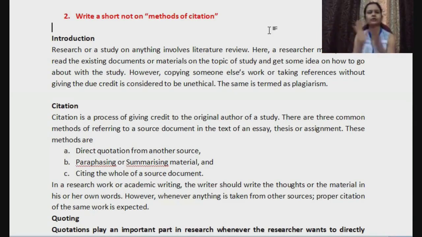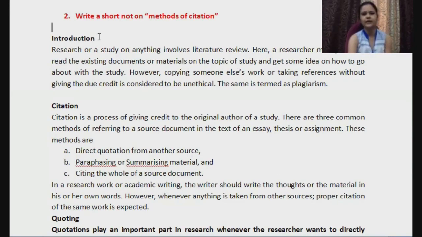So with that only we have related concepts, citation and footnote. What is citation? We are going to see that. I think it was there in one of your previous question papers also: write a short note on modes of citation. How do you cite somebody else's work? So we will see that.